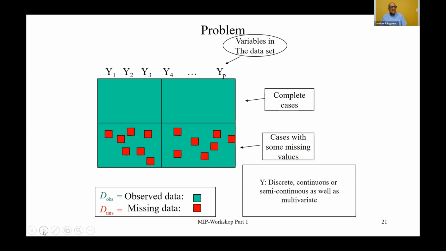So D_obs is the observed data, D_miss is the missing data, and Y can be discrete, continuous, or semi-continuous. Semi-continuous variables kind of look like a continuous variable, but they have a spike at 0. For example, alcohol consumption. People who don't consume alcohol have a 0, and then people who do consume alcohol have some continuous values.